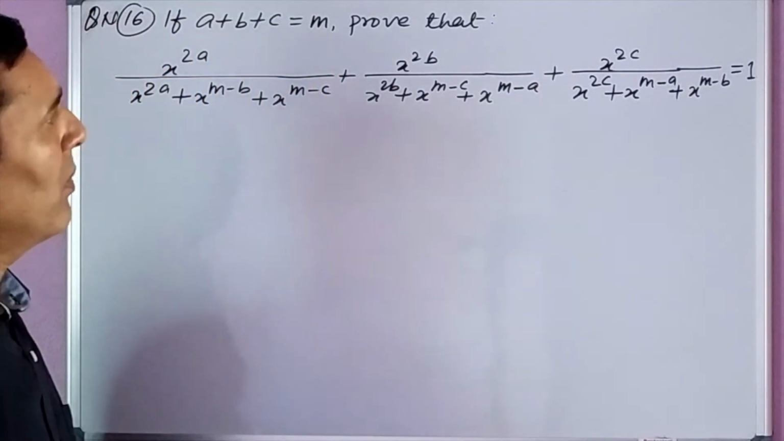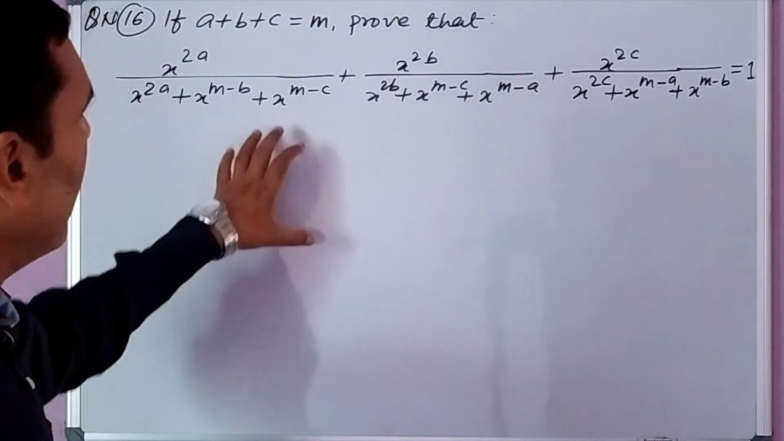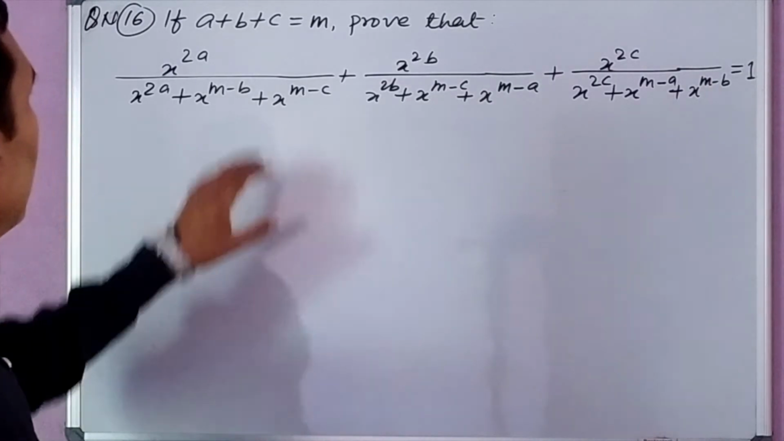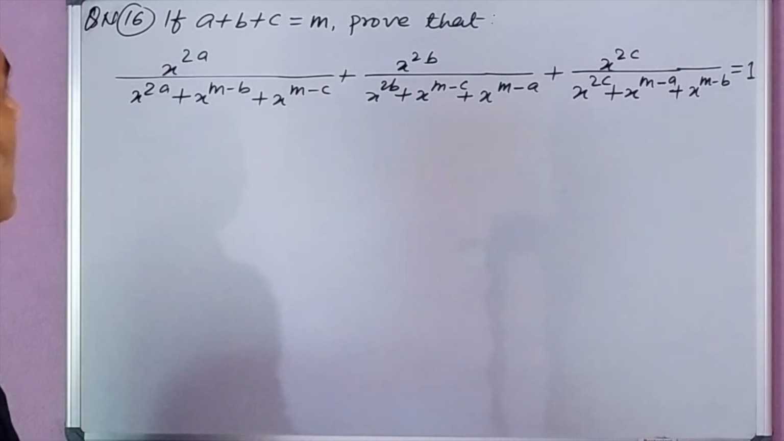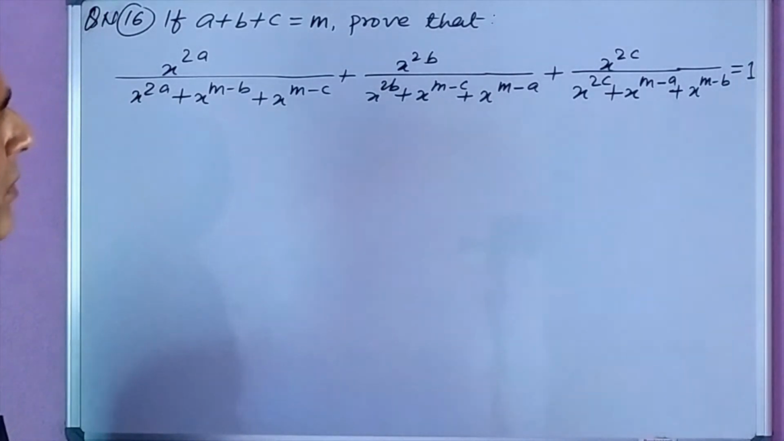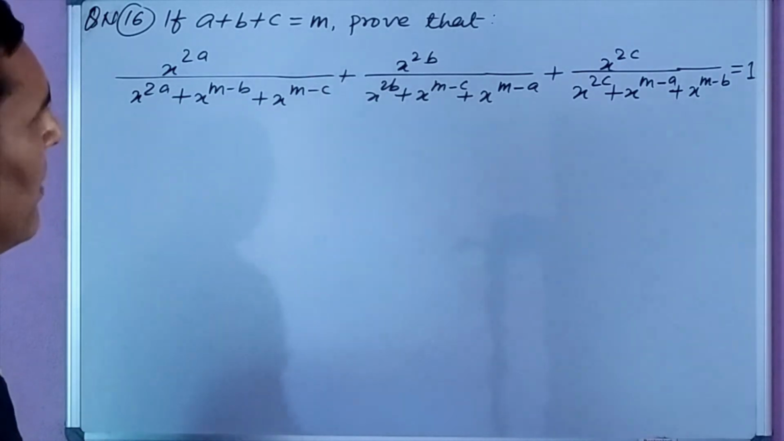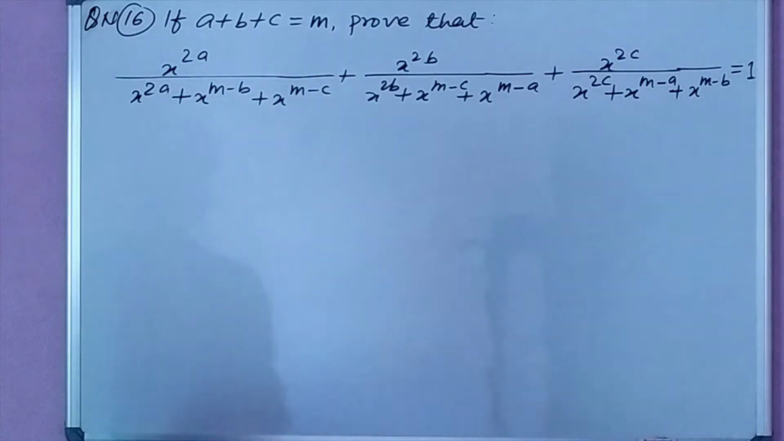We have to simplify more here. This question looks slightly longer also, and the given condition here is a plus b plus c is equal to m. Here also we try to get the same denominator in the left hand side to get to 1. So let's start by taking the left hand side.